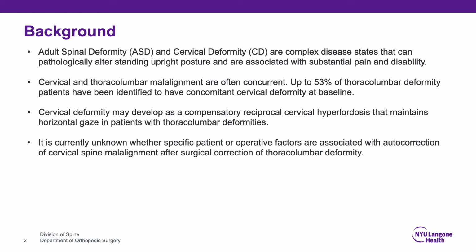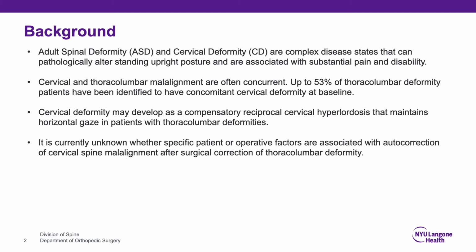Adult spinal deformities and cervical deformities are complex disease states that can pathologically alter posture as well as have the ability to result in substantial pain and disability. Cervical and thoracolumbar malalignments can often occur concurrently, up to 53% of the time, and cervical deformities may also result as compensatory mechanisms following thoracolumbar deformity development or treatment.